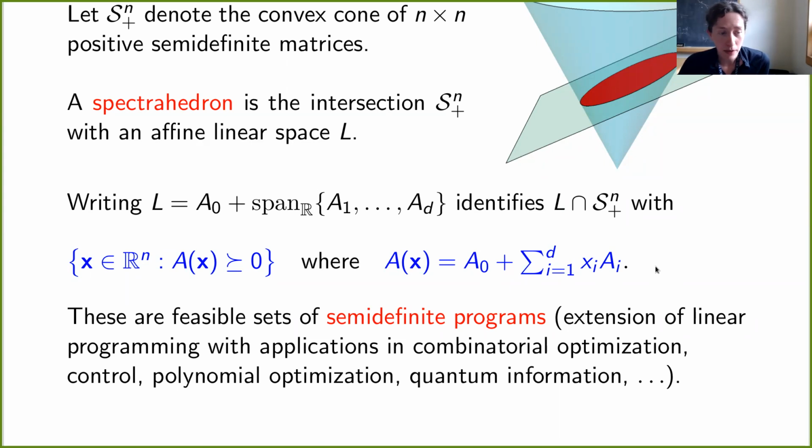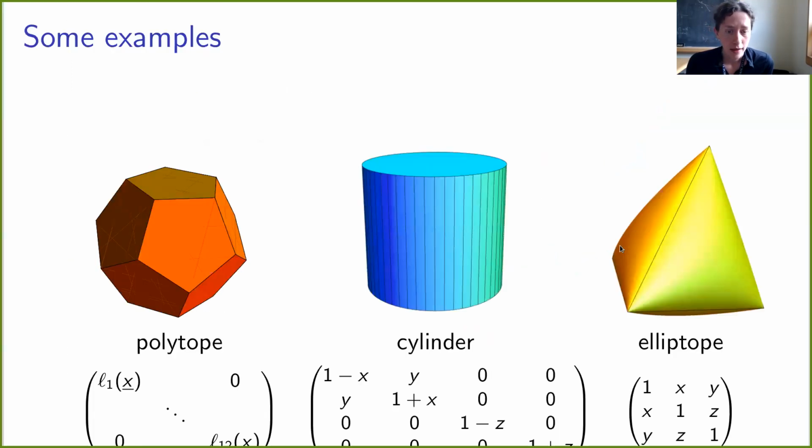One of the big reasons to care about spectrahedra is that these are the feasible sets of something called a semidefinite program. You could take a definition of a semidefinite program to be the problem of maximizing a linear function over a set of this form, over a spectrahedron. So this is a generalization of linear programming, which is maximizing a linear function over a polyhedron, and it has lots of nice applications in combinatorial optimization, control, and polynomial optimization.